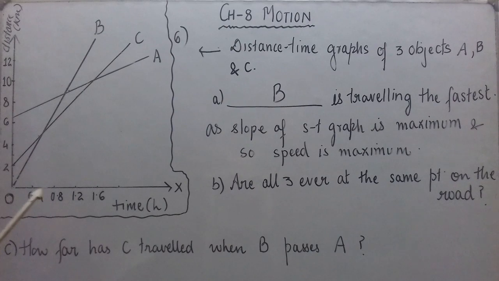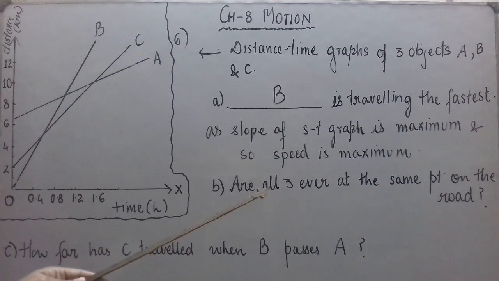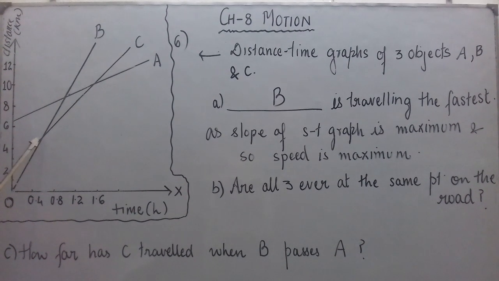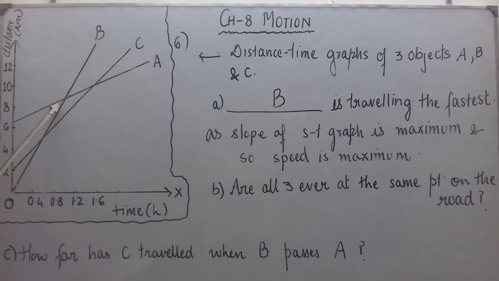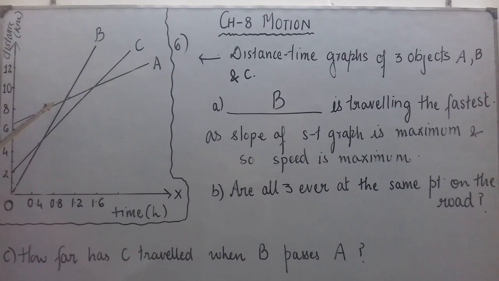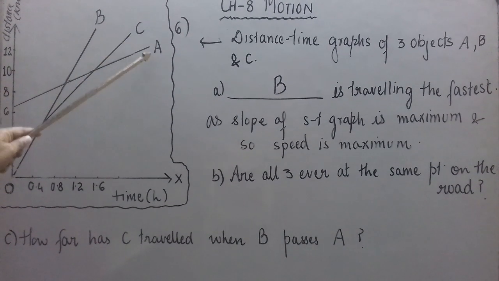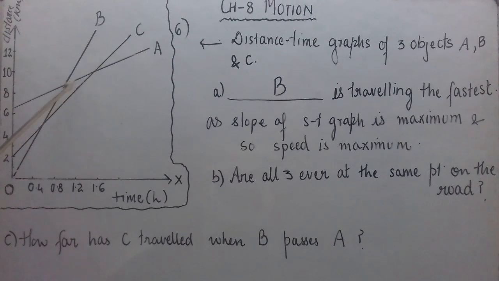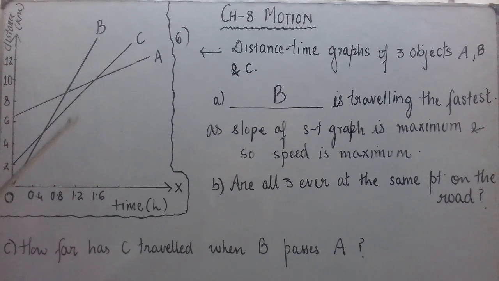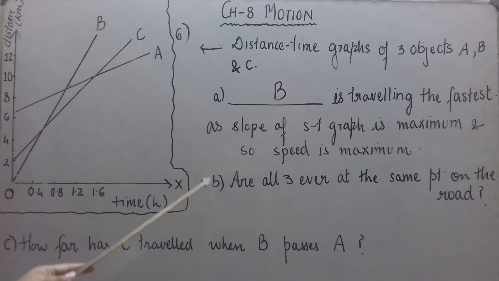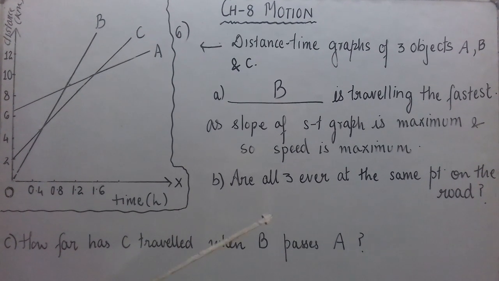We have studied the graph before. Let us see. If they meet at any point on the road, it means the three graphs should meet at one point. Here we have B and C meeting because the two graphs intersect here. This is a point where A and B graphs meet. Again, only they two meet. This is a point where C and A object meet. So there is no point where the three graphs meet. So they never meet at the same point on the road. They have asked, are all three ever at the same point on the road? No.